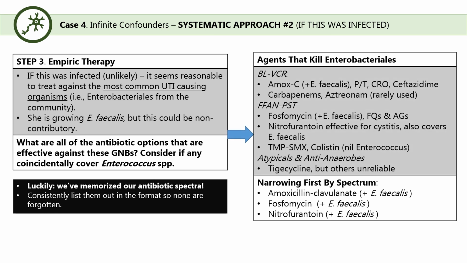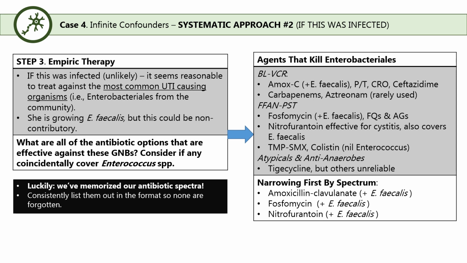From BLVCR, we have amoxiclav, piptaz, ceftriaxone, and ceftazidime, although only the BLBLIs would also kill Enterococcus faecalis. Carbapenems could also, but would be much too broad here. From a FAN PST mnemonic, both nitrofurantoin and phosphomycin would cover both of our organisms, whereas fluoroquinolones, aminoglycosides, and TMP-SMX are reliable only really for Enterobacterialis. Tigecycline could as well, of course, but again, much too broad.